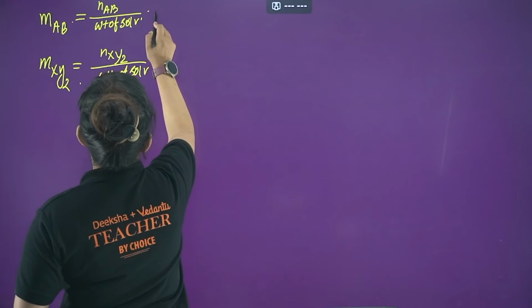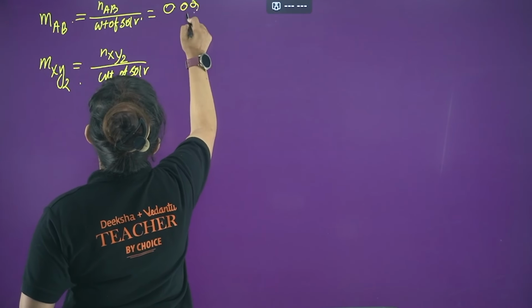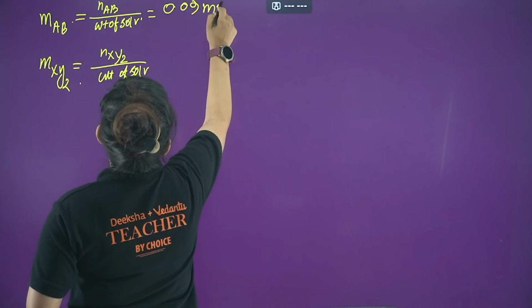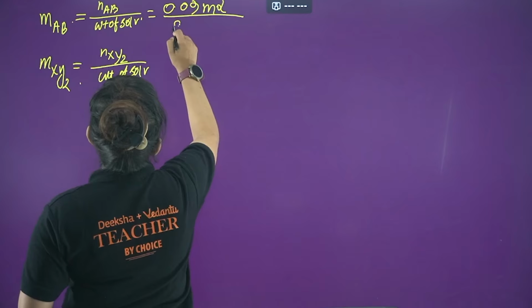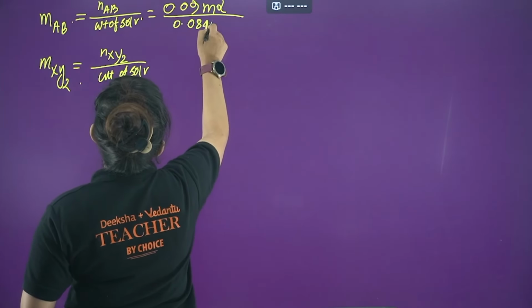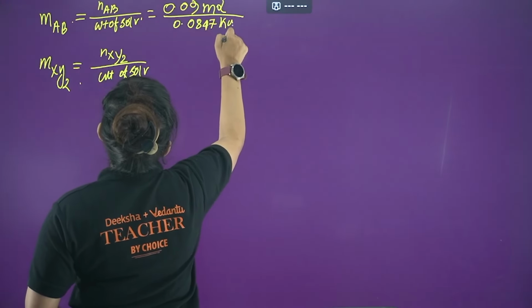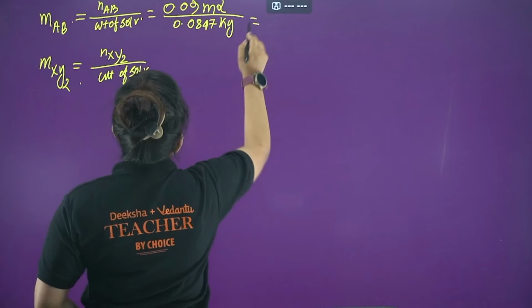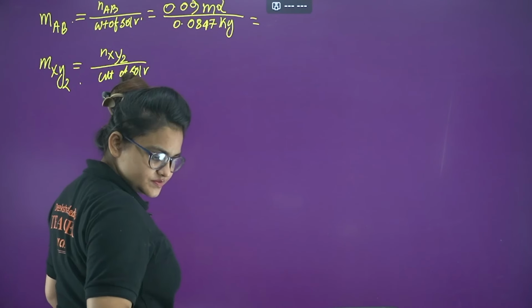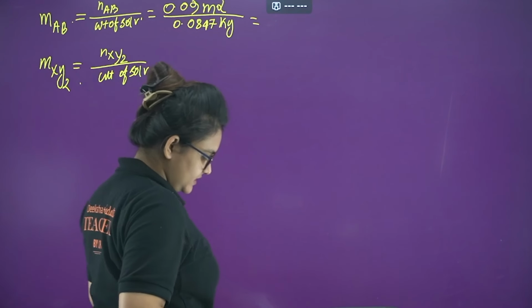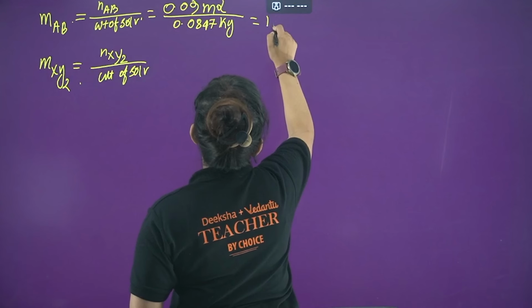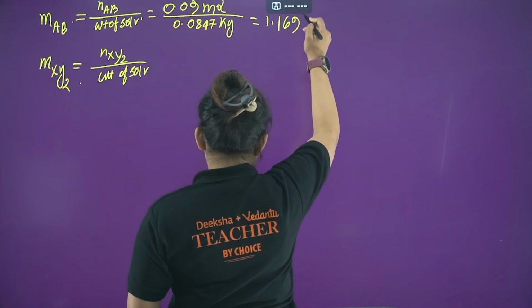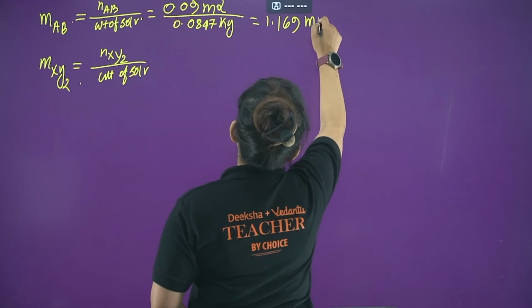So here I am just taking 0.09 mole divided by 0.0847 kg, mole per kg, right? If you calculate this, your value should be 1.169 mole per kg.